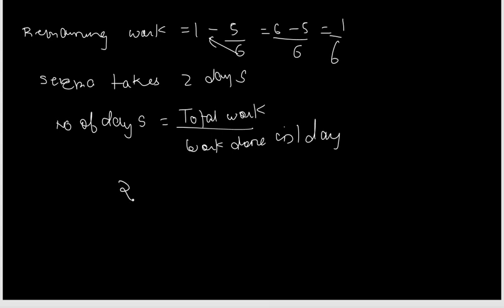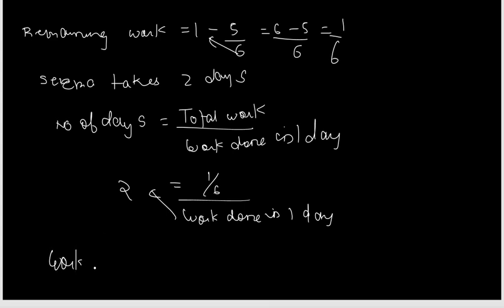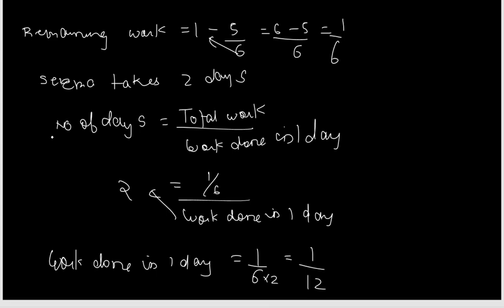So number of days is 2. Total work is 1 by 6. Work done in 1 day is left. So if I shift it on top, I'll get work done in 1 day is 1 by 6 into 2. This 2 will come down and I'll get 1 by 12. So at this stage, I have also found out Seema's capacity.